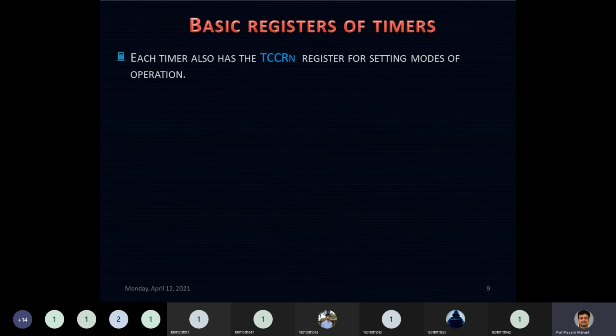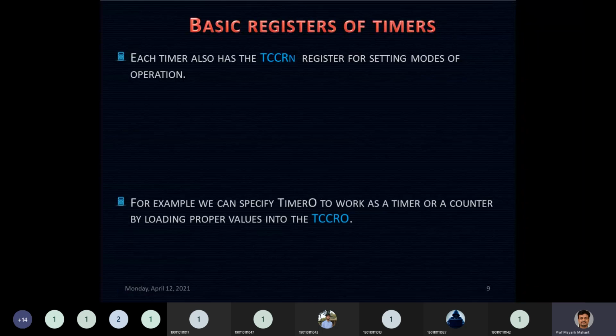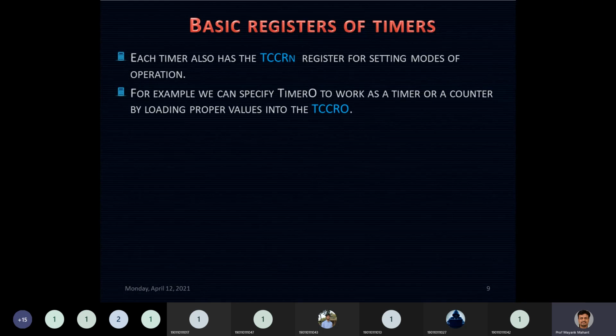There are other modes also, and by looking at the TCCR registers, we will come to know in which different modes the timer counter registers or the timers of the AVR can work. It can also be used for PWM, fast PWM also, but generally we use it for normal mode and CTC mode. You need to configure your TCCR register for setting the mode. For example, we can specify that timer 0 works in timer or counter mode by loading the proper value in TCCR. We will look at what the proper value is.